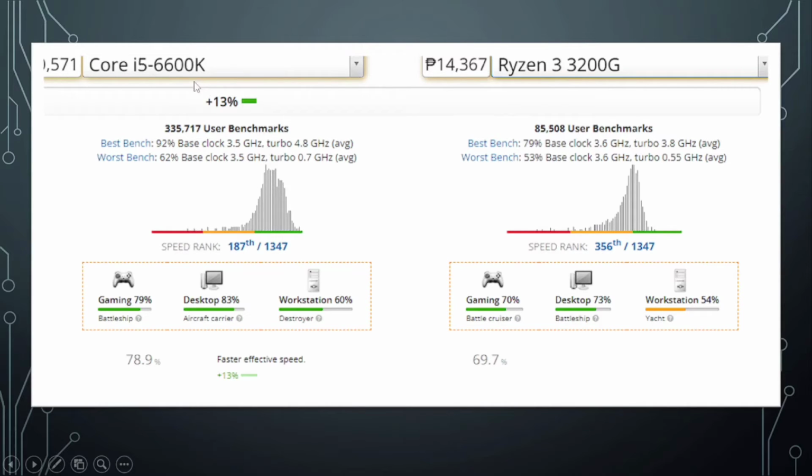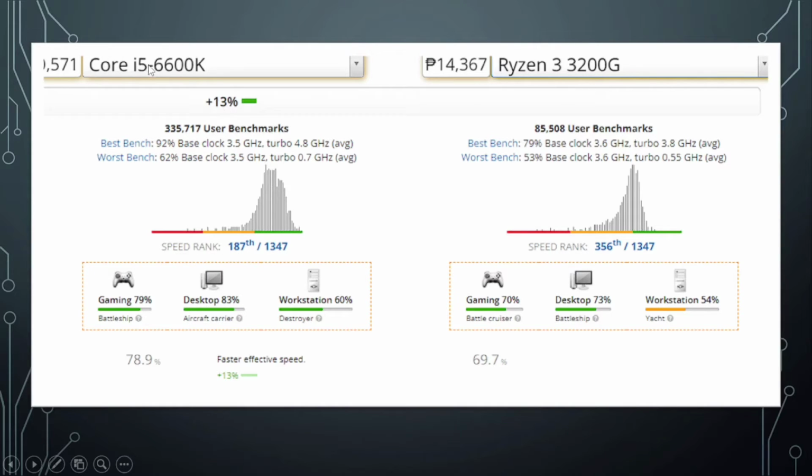So we have here the different benchmark results of the Core i5 and Ryzen 3. As we can see, the Core i5 has a 13% advantage over the Ryzen 3 3200G, with a gaming result of 79%, desktop of 83%, and workstation of 60%, while the Ryzen 3 has 70% in gaming, desktop of 73%, and workstation of 54%.